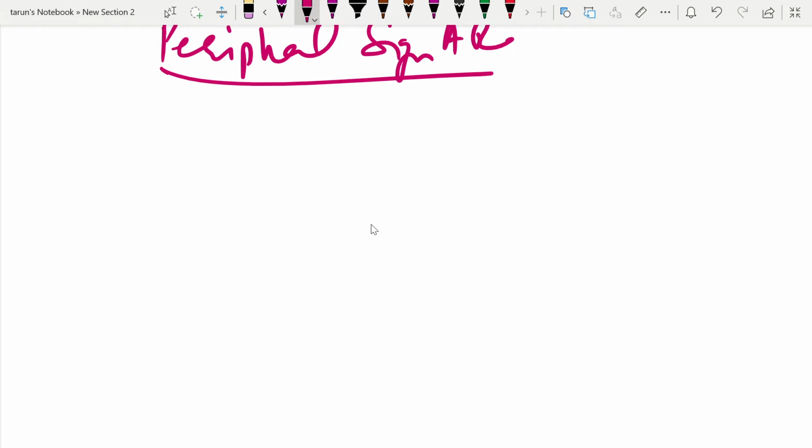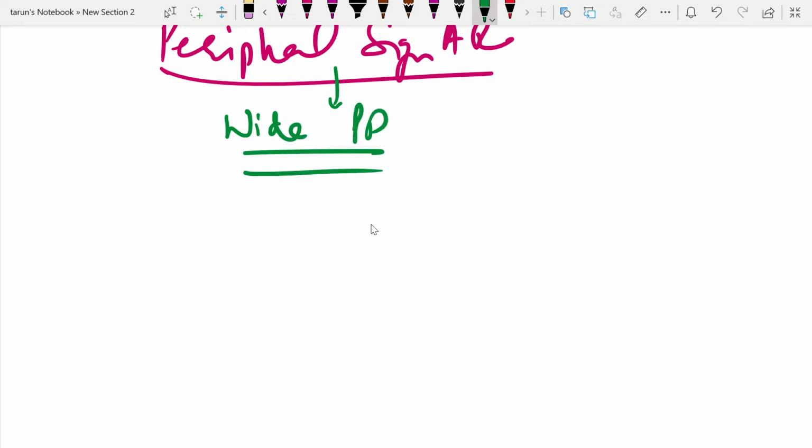For telling the peripheral signs of aortic regurgitation, you will start from the hand and then you will move towards the neck, then towards the head, and then come down towards the leg. So peripheral signs are produced because of the wide pulse pressure. Highlight here, it is because of the wide pulse pressure that you get the peripheral signs of aortic regurgitation. So you will start from the hand. There will be visible capillary pulsations, which is called the Quincke sign. So the first sign is Quincke sign.